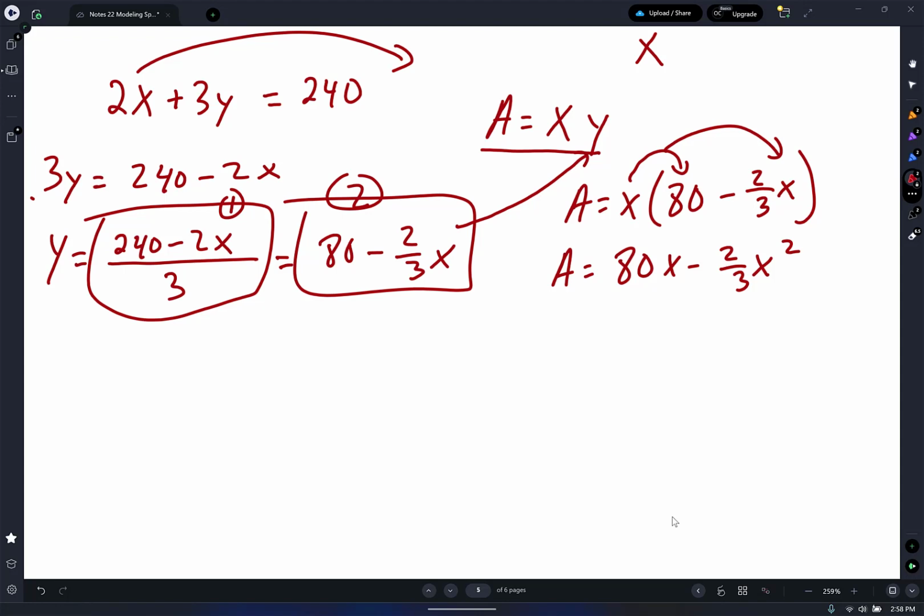You guys ready? A prime equals the derivative of 80x, 80, minus the derivative of 2/3 x squared, 4/3 x. Good. I'm going to set this equal to 0.